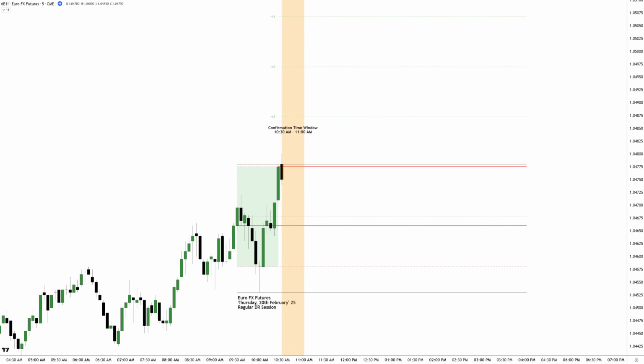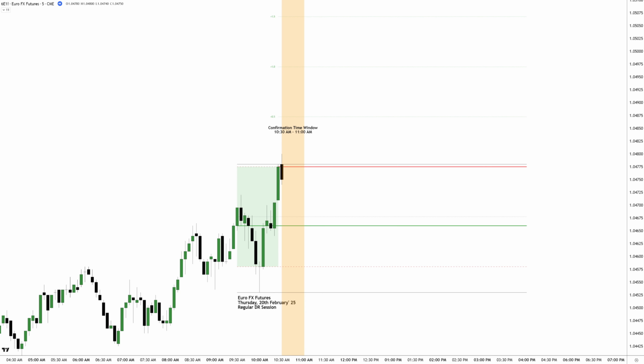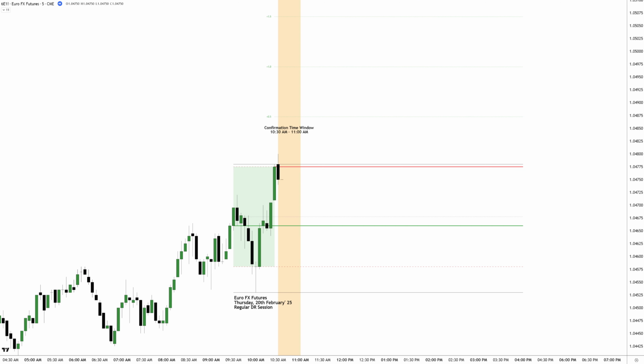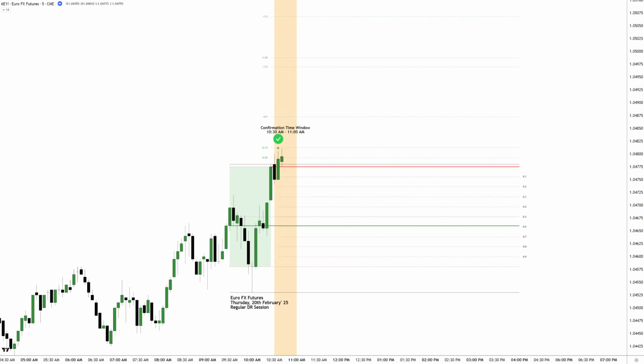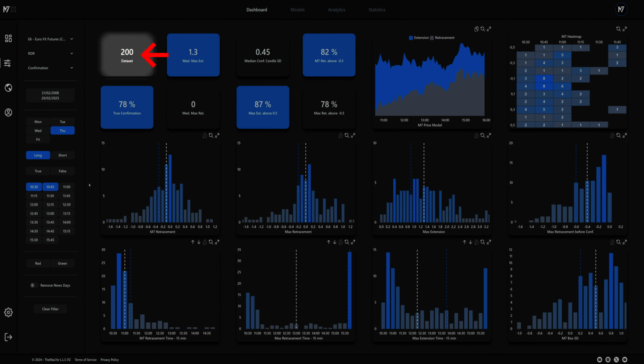Our focus for today will be on Euro FX futures Thursday regular DR sessions. We are focusing on a specific confirmation time window where we want to have a long confirmation between 10:30 a.m. to 11 a.m. The probabilities which I will share with you will not include any confirmation after that particular time window. Once the confirmation happens during that specific time window, we are dealing with 200 datasets in total where this unfolded over the past 17 years.